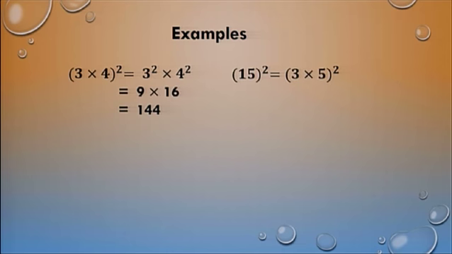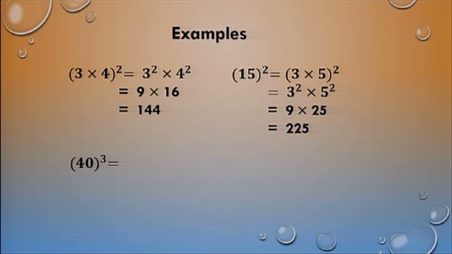Suppose we want to calculate 15 to the square. Instead of calculating 15 times 15, we can write 15 as (3 times 5) with the power 2. Using the rule which I have just discussed, we have 3 power 2 times 5 power 2. It is equal to 9 times 25, and the answer is 225. So we have evaluated 15 squared without performing the multiplication 15 times 15. We have written 15 as 3 times 5 using the power 2, and we end up with the same answer of 225.